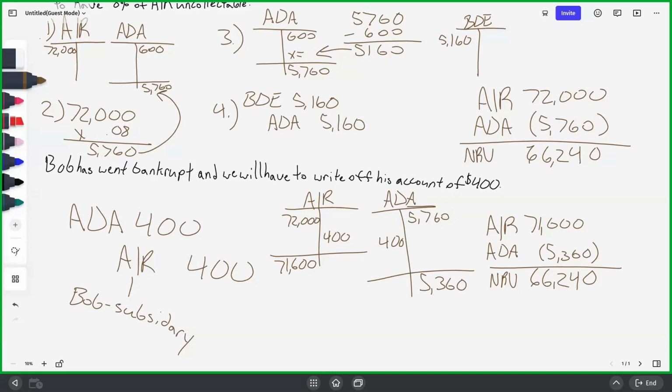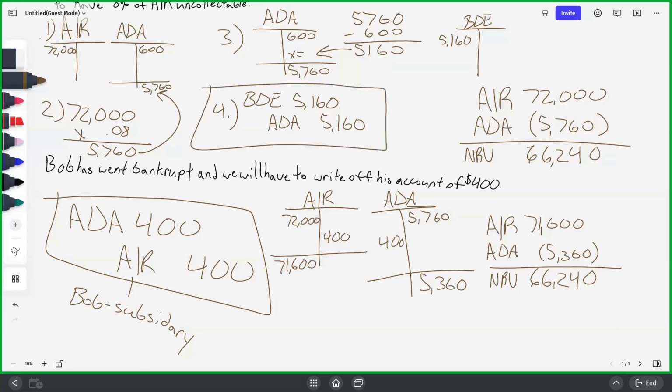That makes sense? On the test, if we have a question similar to this, what would our answer be? The answer would be this journal entry. That's why at the end of this, what I was asking for was the journal entry. Now, if you were specifically asked for net realizable value, then your answer would be this net realizable value.